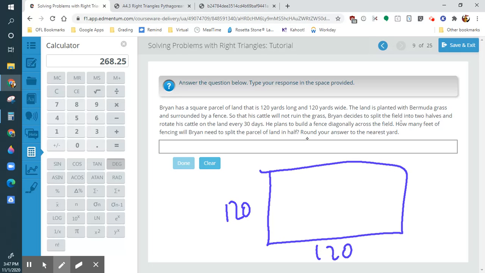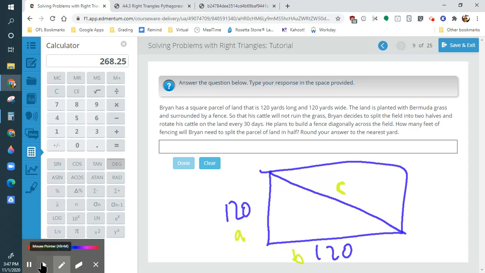He plans to build a fence diagonally, so from here to here. Find the nearest feet to split. So in other words, we're doing the A, B, and we're trying to find C. So that's all we're doing here.